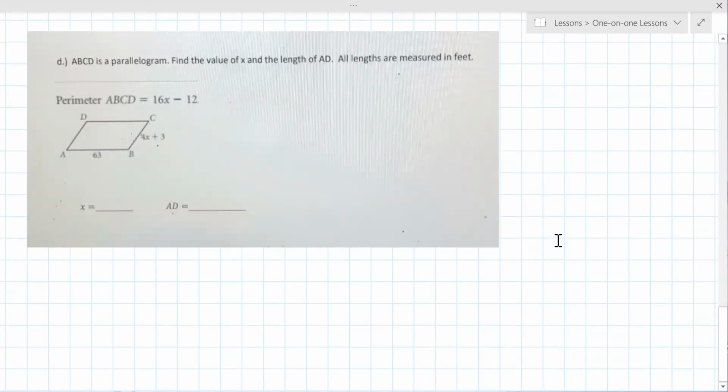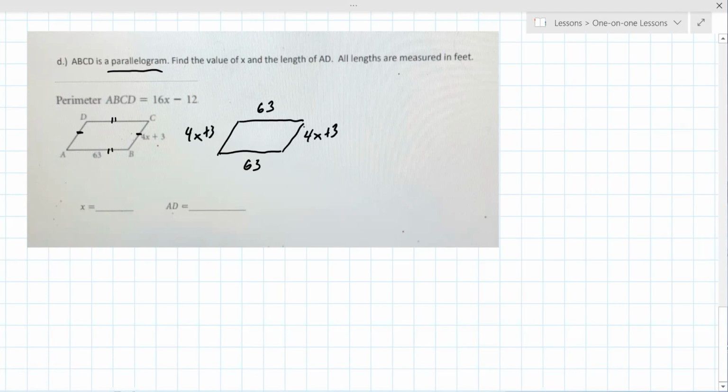So the perimeter of the whole thing, they're giving the whole thing to walk around. They're giving a formula for that. Because it's a parallelogram, you know that CB is congruent to AD and that 63 is congruent to DC. So we can sort of redraw it here with that information in mind. If this is 63, then this is 63. If the right side is 4x plus 3, then the left side must also be 4x plus 3.